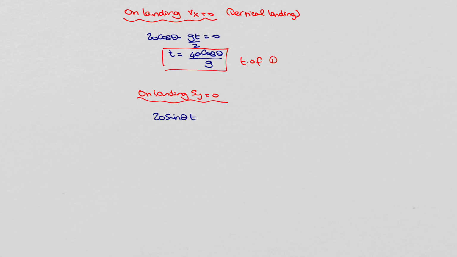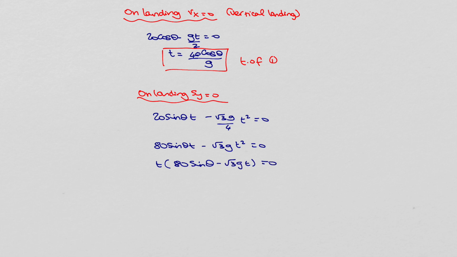So we have 20 sine theta t minus root 3 g over 4 t squared is equal to 0. If I multiply across by 4, I have 80 sine theta t minus root 3g t squared equals 0. Taking out t as being common leaves me with t times (80 sine theta minus root 3g t). If I let both of those equal 0, I get t is equal to 0, or 80 sine theta minus root 3g t equals 0. And therefore my time of flight can also be written as 80 sine theta divided by root 3g.